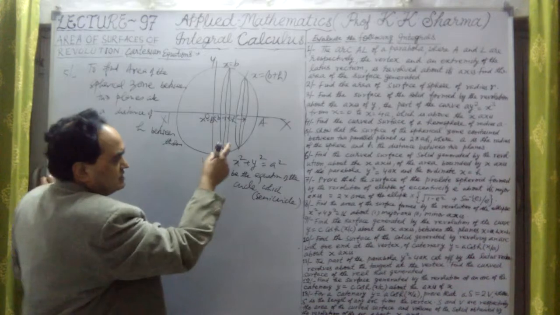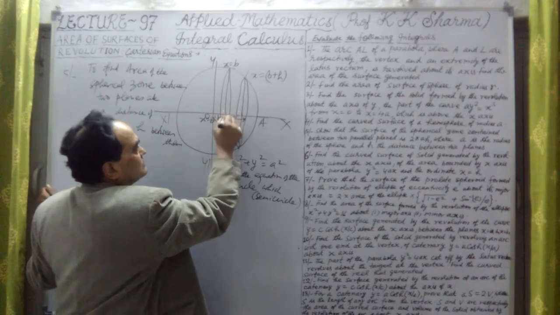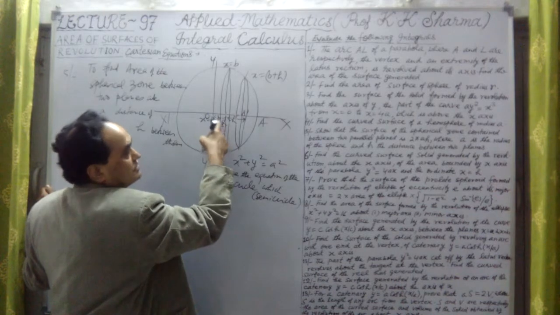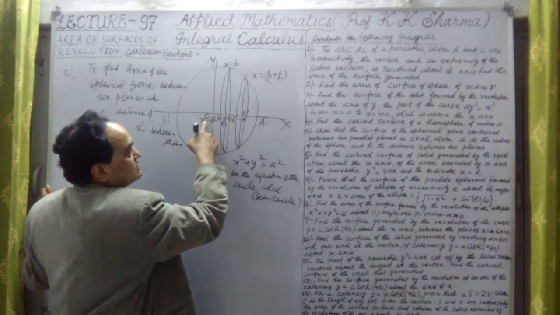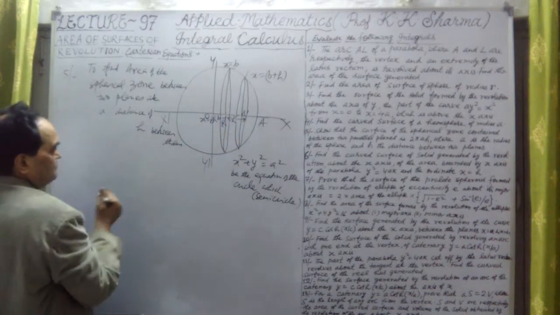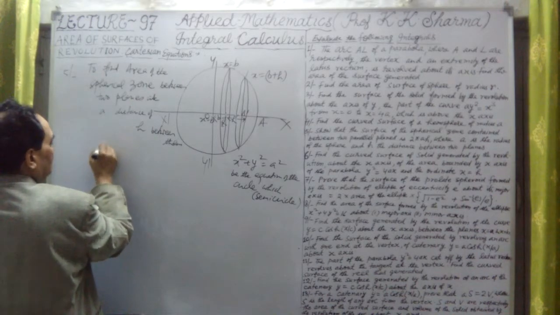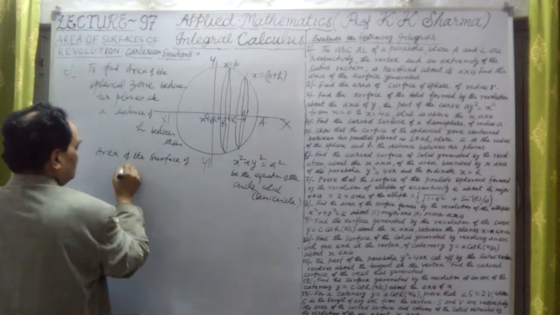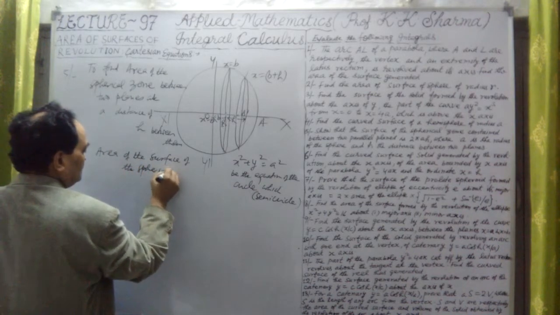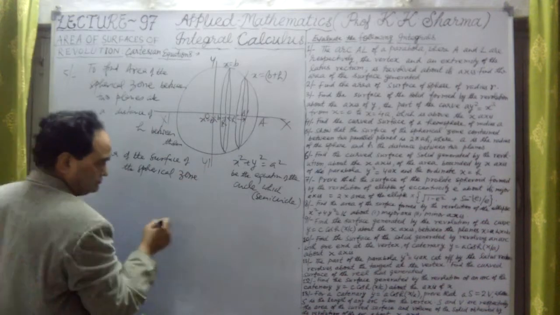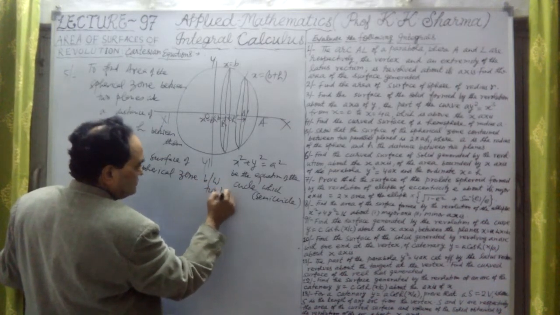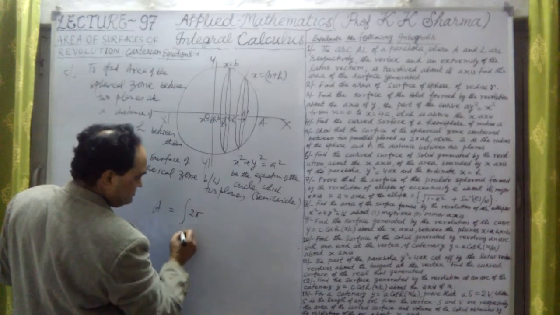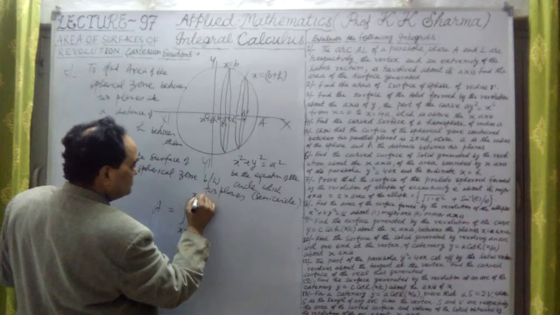Undoubtedly, we have taken the limits from this point to this. Let me take this as point B and this as point B dash. So OB is b, and OB dash is b plus h, because h is the distance between these two planes. So the area of the surface of the spherical zone between two planes is given by 2 pi, with limits x equal to b to x equal to b plus h.